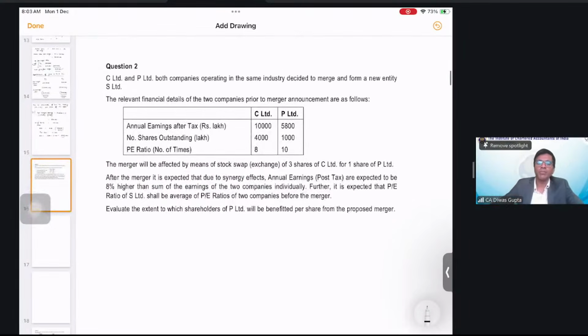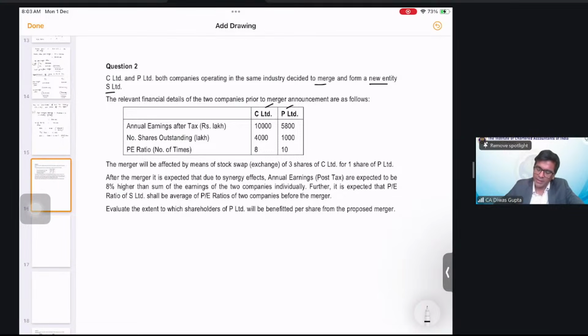So let's move to question number 2, students. C Limited and P Limited, both companies operating in the same industry, decided to merge and form a new entity, S Limited. Now you see, this is one of our cases, I think the fourth or fifth, wherein they're merging and creating a new company. The relevant financial details of the two companies prior to the merger announcement are as follows. C and P, their respective earnings, number of shares and P/E ratio are also given.